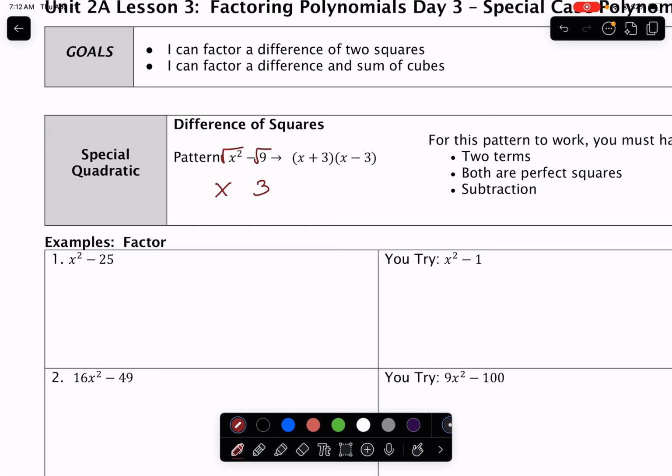Then you take both of your square roots, and it's going to follow a pattern of just plus, minus. So you do x plus 3, x minus 3. All right.